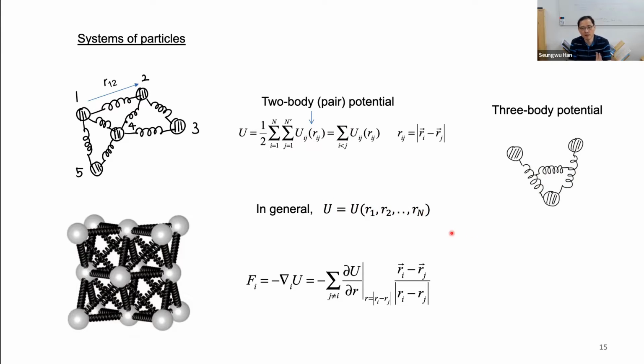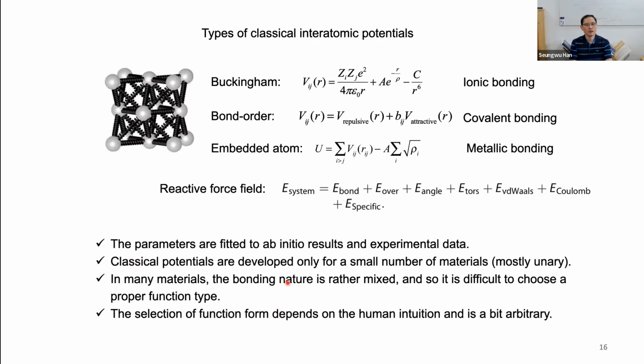So there are many different types of potential, and in order to get the force, we take the derivative, or the gradient, of the potential. It gives you the force that a certain atom feels at a certain moment. And using that force, we can simulate the material evolution.